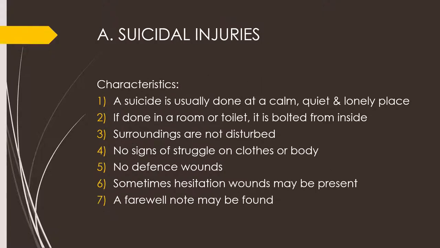First, about suicidal injuries. What are the characteristics of suicidal injuries? Usually, a suicide is done at a calm, quiet, and lonely place. And if the suicide is done in a room or toilet, it will be bolted from inside. Usually the surroundings, or the things that are kept in the room or toilet, will not be disturbed. There will be no signs of struggle on the clothes or body of the victim.